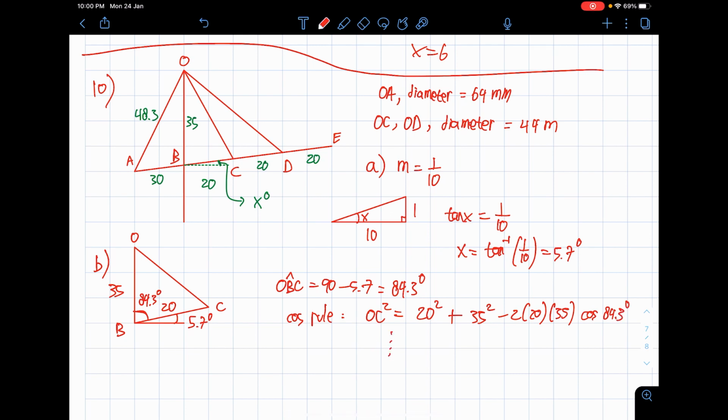Then just do your stuff and you'll get the OC, which should be shown to be 38.5 meter. Okay, I believe you'll get it. Just need to get there. Alright, so with that, I'm just going to add this 38.5 on the OC for future use.